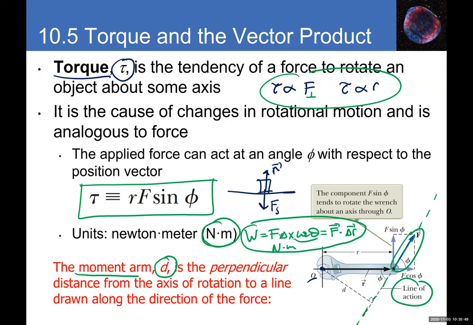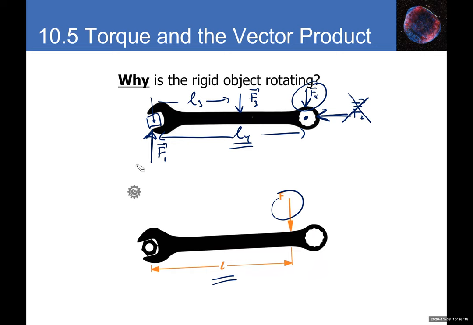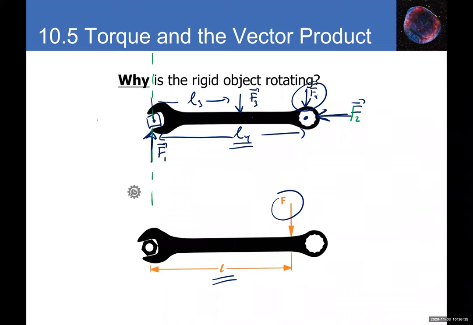If you're then able to draw a non-zero D from the axis of rotation to that line of action, that means this force is effective. That means the line of action does not go through the axis of rotation. So if I go back to the previous example, let's look at F1. Why was F1 not effective? Because if I draw a line of action for F1, it goes through the axis of rotation. Why was F2 ineffective? Well, if I draw a line of action for F2, it also goes through the axis of rotation. F3 doesn't, so there is this D, and F4 doesn't either, and there's also this D.